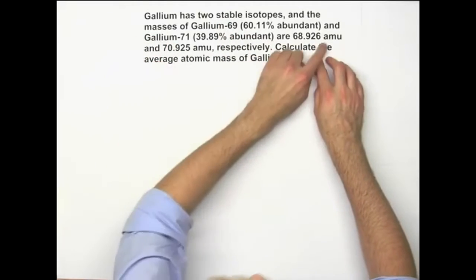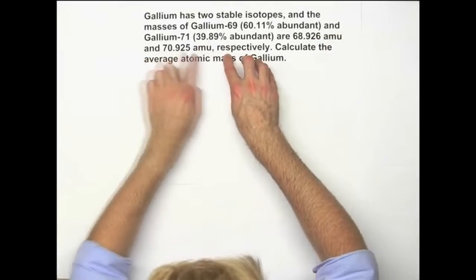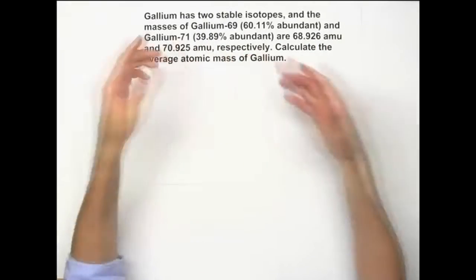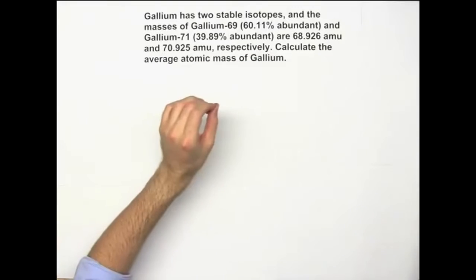So respectively means the first of these masses goes with the first atom mentioned, and then the second one of these masses goes with the second atom mentioned. So don't let that term throw you off. So that's what respectively means. Anyway, calculate the average atomic mass of gallium.